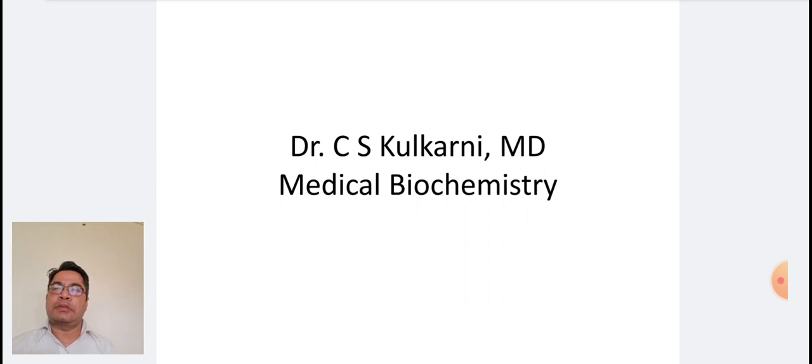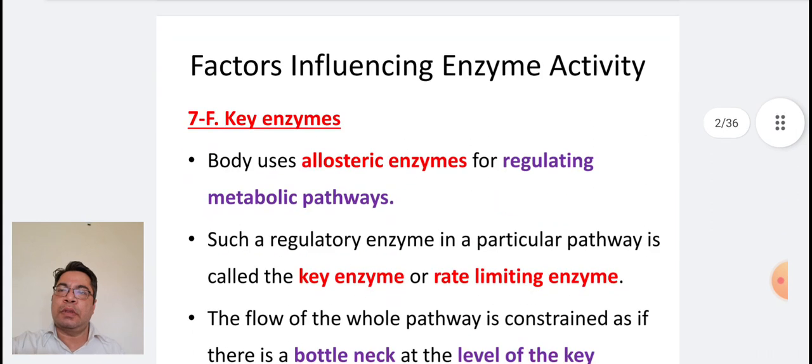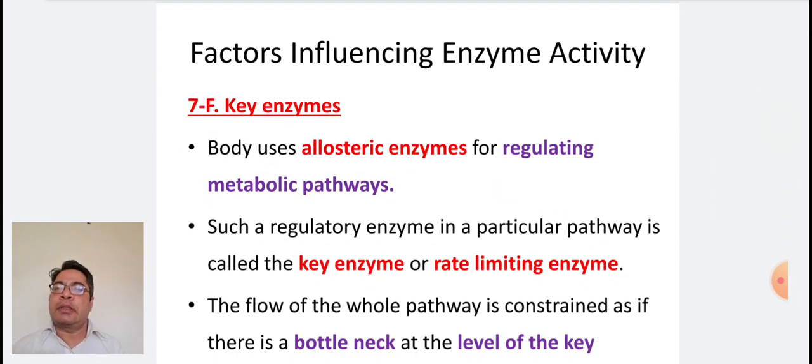In the last session, we dealt with factors influencing enzyme activity. Today, we will deal with the same. The next factor is key enzymes.